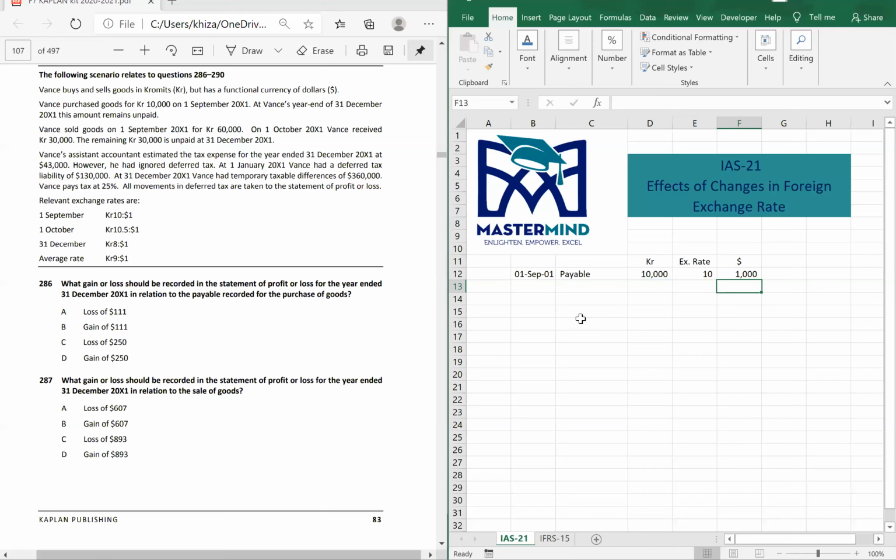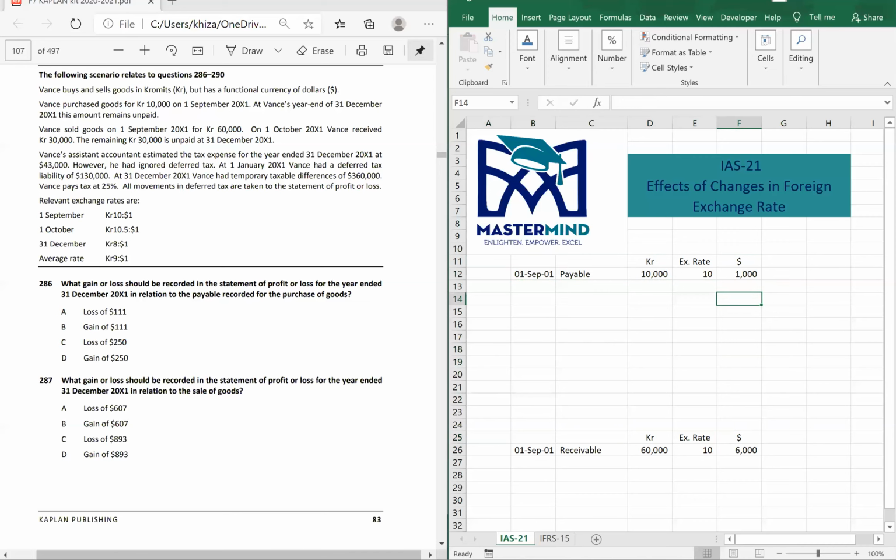Vance sold goods on 1st September 20x1 for 60,000 Cromets. On 1st October 20x1, Vance received 30,000 Cromets. The remaining 30,000 Cromets is unpaid at 31st December 20x1. So he also has a receivable, for which I'll do my working over here on 1st September. I'll just copy down everything. So this becomes a receivable. You have Cromets, you have exchange rate. This is total 60,000, right? Exchange rate on that date was 10. All right, let's work it out.